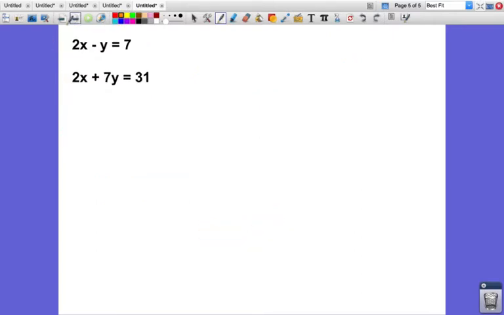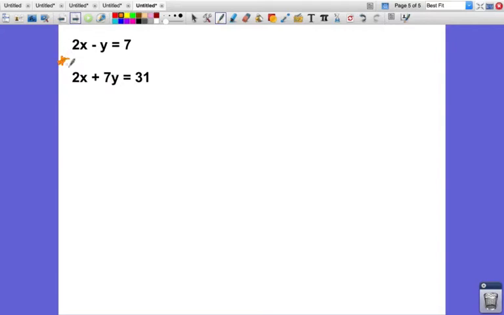One more example just to make sure that we've got it. So I've got 2x minus y equals 7, 2x plus 7y equals 31. So again, if I add these together, if I combine these, I'm not going to cancel anything out. I'll have 4x, I'll have 6y, I'll have 38. I need to eliminate something.